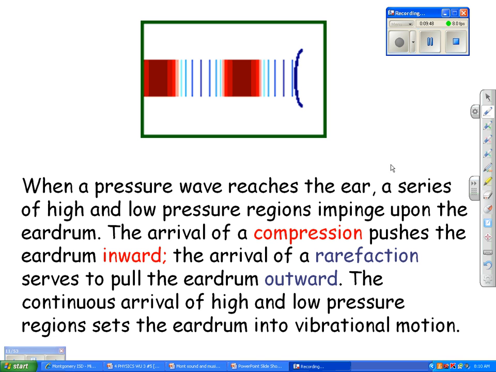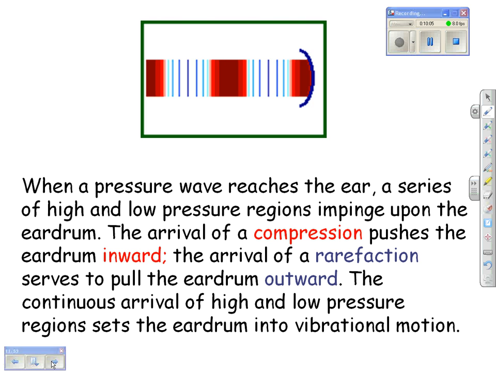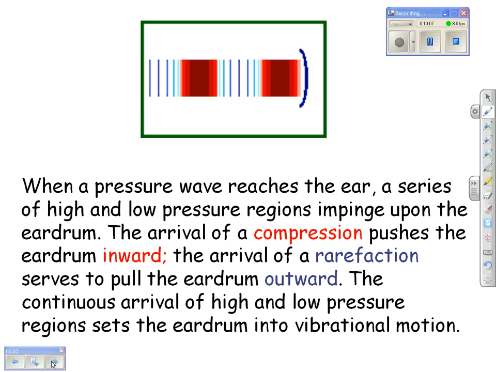Okay, when a pressure wave reaches the ear, a series of high and low pressure regions impinges upon the eardrum. The arrival of the compression pushes the eardrum inwards, and the arrival of the rarefaction serves to pull the eardrum outwards. The continuous arrival of low and high pressure regions sets the eardrum into vibrational motion.